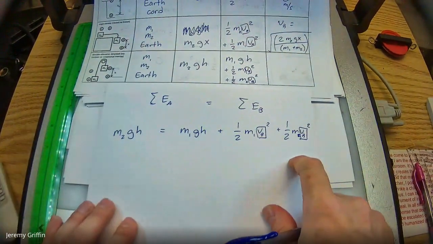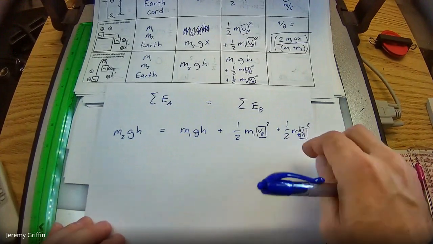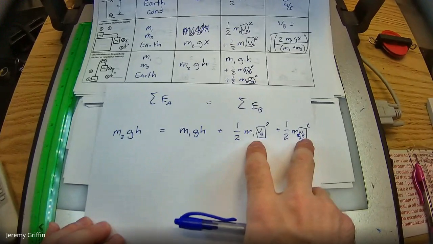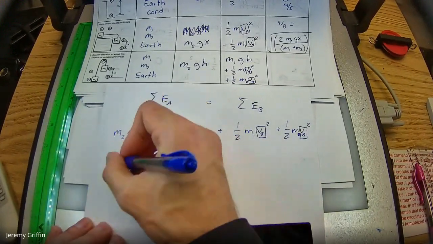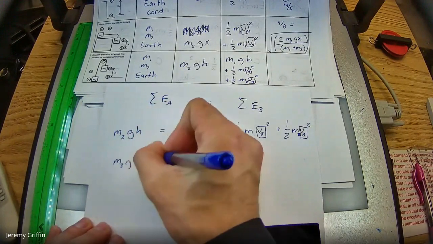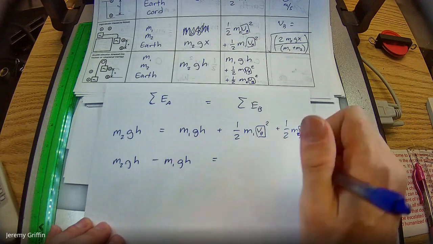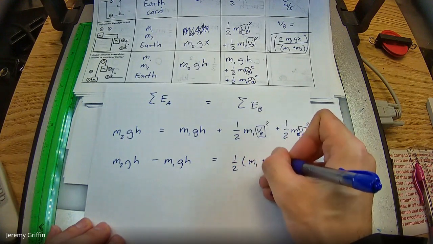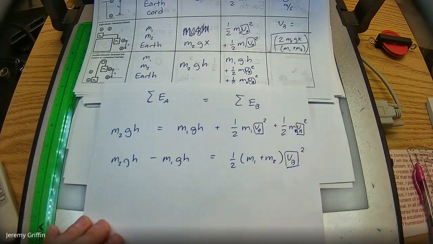All right, so we're going to set physics aside for a moment and just do a bunch of algebra. So maybe do 2 things at once. I'm going to slide the M1gh over, so M2gh minus M1gh. At the same time, I'm going to factor out this vB squared. So 1/2 sum of the masses, vB squared, like that. Okay, so that's a couple of things.